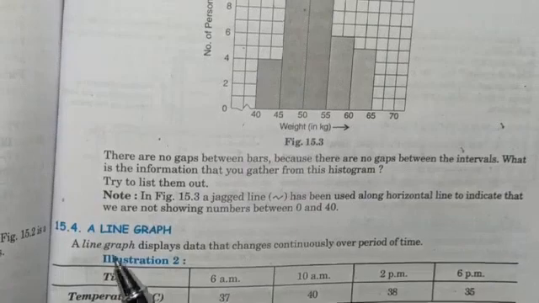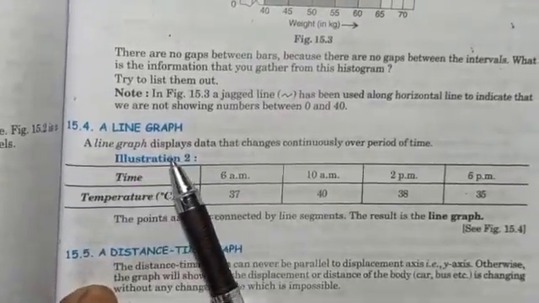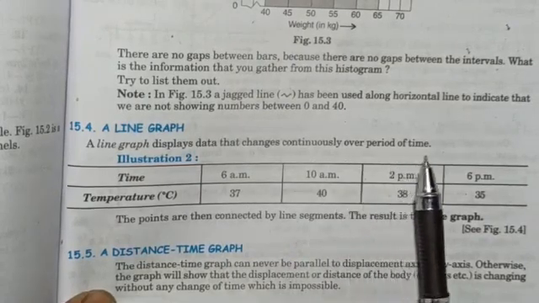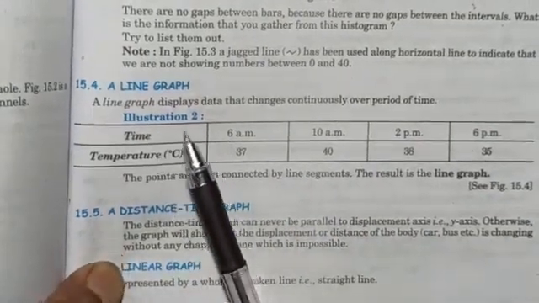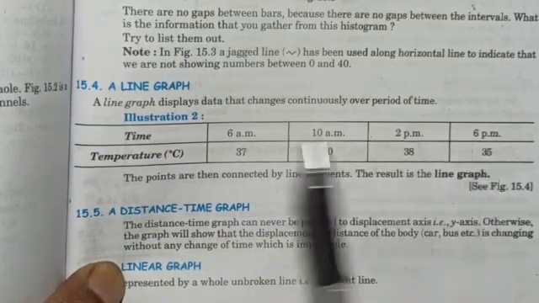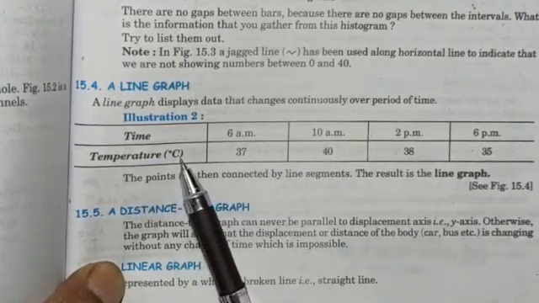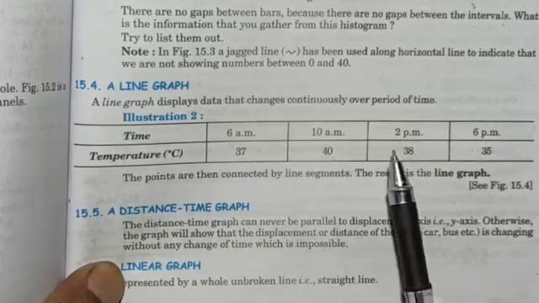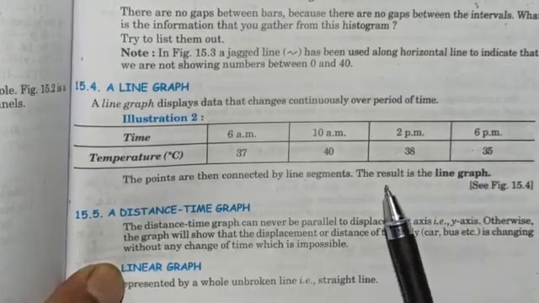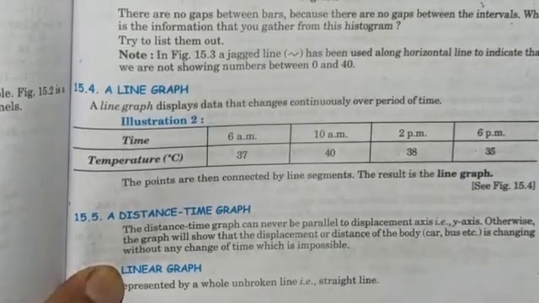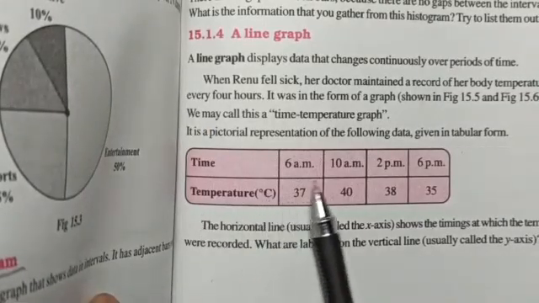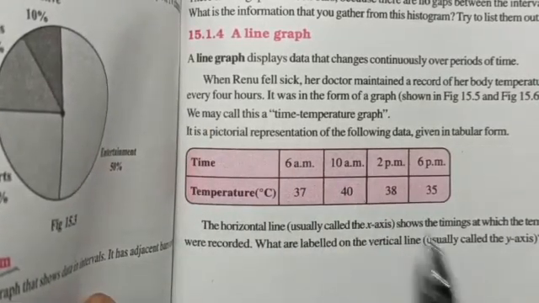And next is a line graph. A line graph displays data that changes continuously over a period of time. Here, illustration 2: time 6 a.m., 10 a.m., 2 p.m., 6 p.m., and temperature in degrees Celsius, 37, 40, 38, and 35. This we can draw as a line graph. Let us plot these points on the graph.